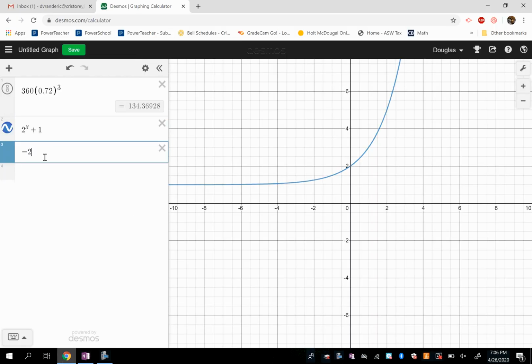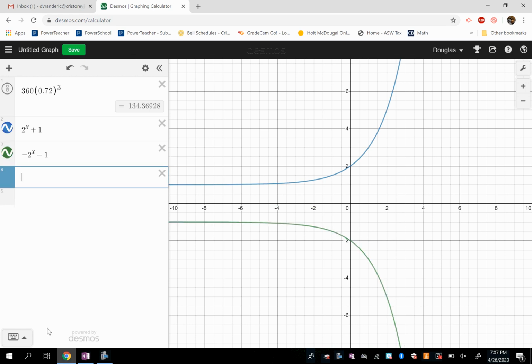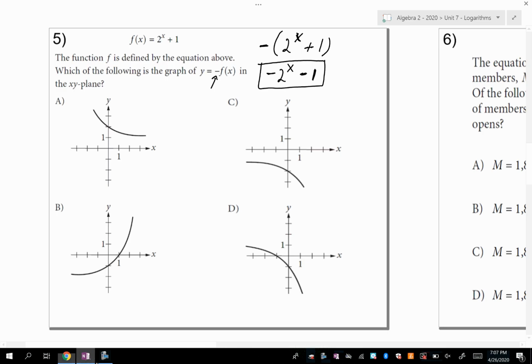So if I type that in, negative 2 to the power of x minus 1, you'll notice that in this case I'm looking at the green curve. All right, and a couple things I noticed is that the green curve never touches the x-axis, and it crosses the y-axis at negative 2. So when I'm looking at my answer choices, I'm looking for an answer that matches that green curve.